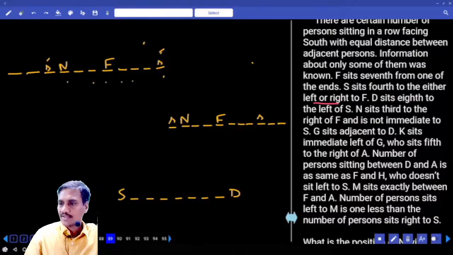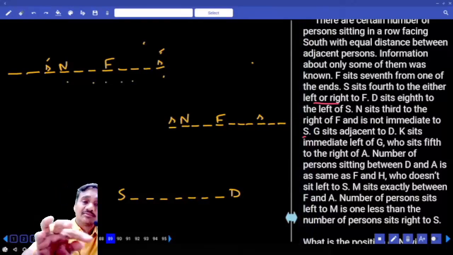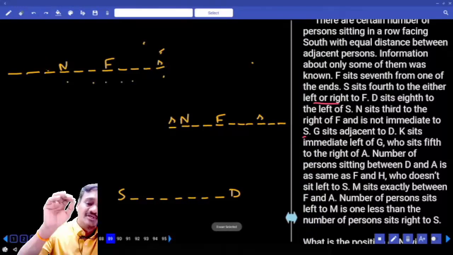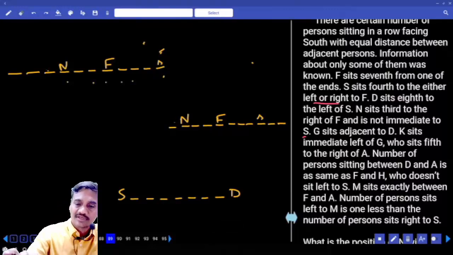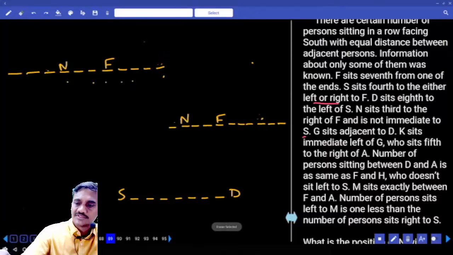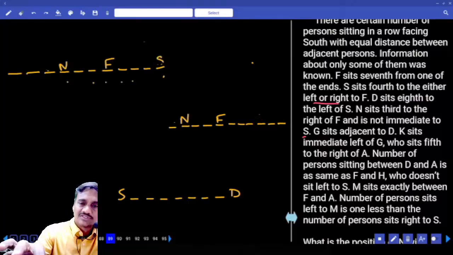And next one, N is not an immediate neighbor of S. Who is not an immediate neighbor of S? N is not an immediate neighbor of S. S cannot be here. Here also S cannot be here. As S cannot be here, what is the only possibility we have? S must be at this place, to the left hand side of F. And F is to the left hand side of S, and S is here.